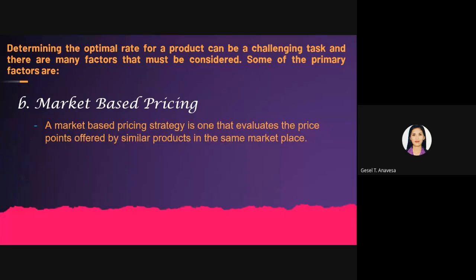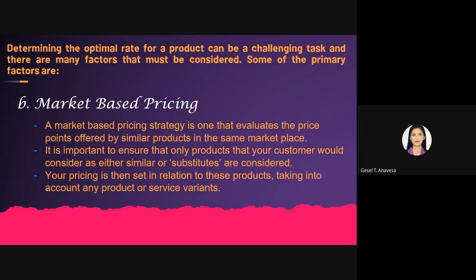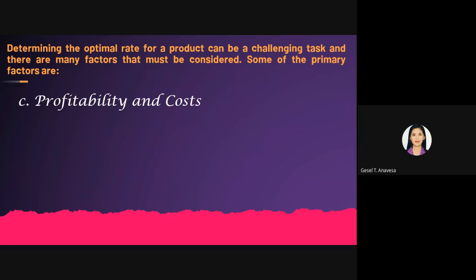Okay, so a market-based pricing strategy is one that evaluates the price points offered by similar products in the same marketplace. It is important to ensure that only products that your customer would consider as either similar or substitutes are considered. And then your pricing is then set in relation to those products, taking into account any product or service variance. So for example, once you have completed your value matrix, you may set your price slightly lower than a competitor if they offer a superior product or location. Okay, so if you have higher quality product or services, then you may opt to set the price higher or match the pricing in times of weak demand to gain an increased market share. Muna siya.